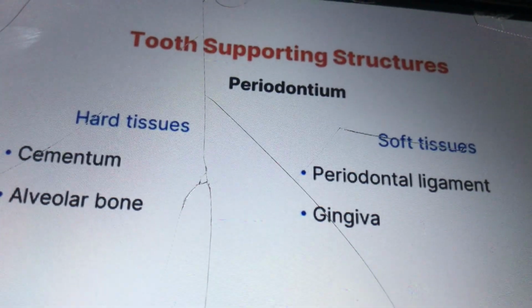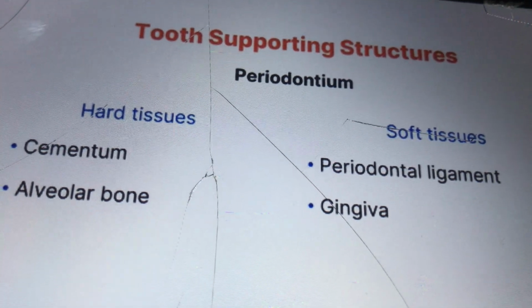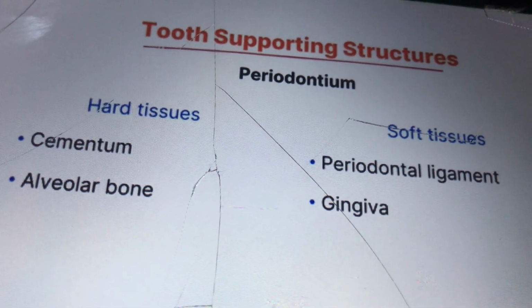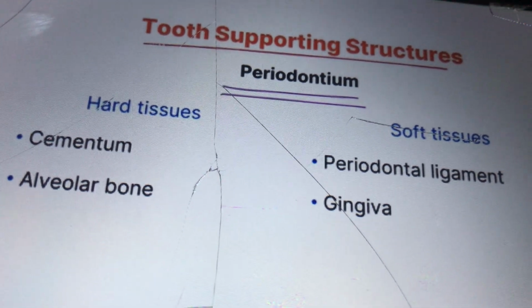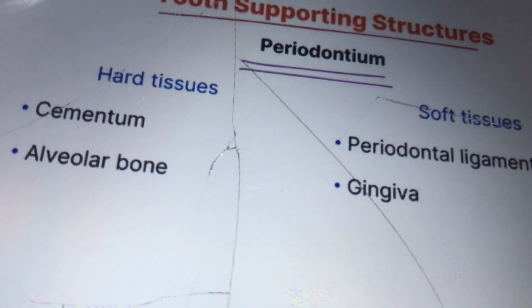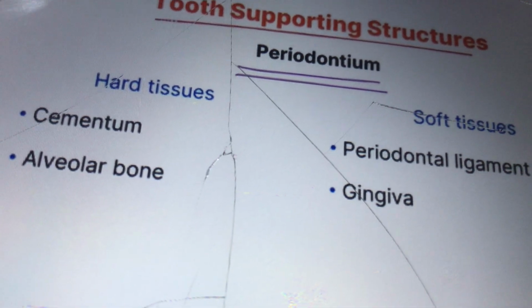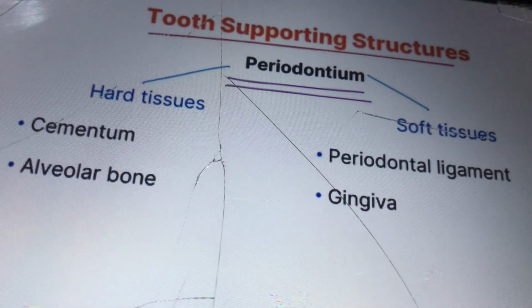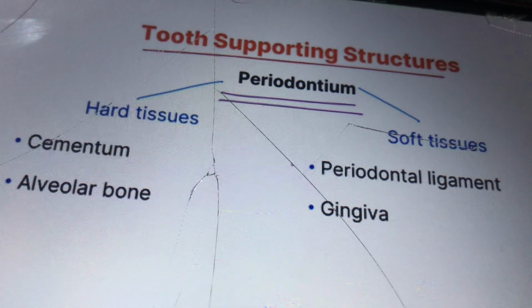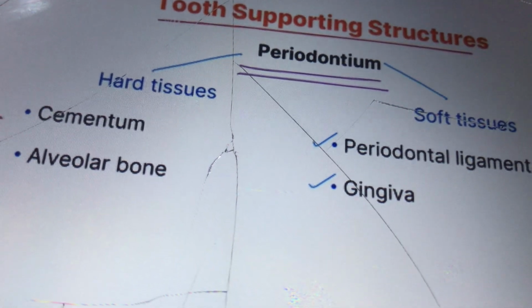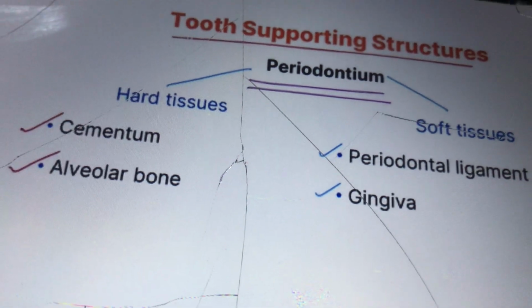Now let's move on to the next component, that is your tooth supporting structures, which is your periodontium. So the tooth supporting structures together constitute your periodontium. Periodontium is comprised of hard tissues and soft tissues. The two soft tissues of your periodontium are your periodontal ligament and your gingiva, while the two hard tissues are your cementum and your alveolar bone.